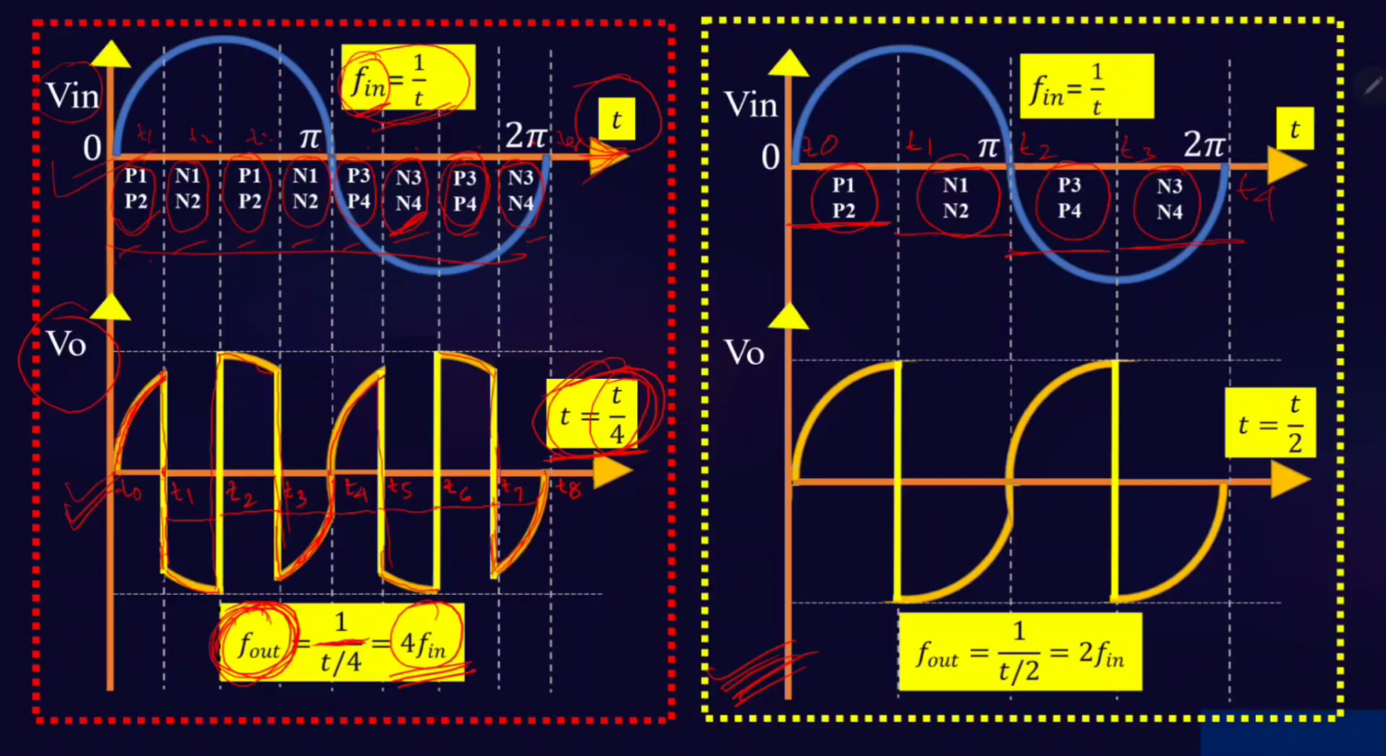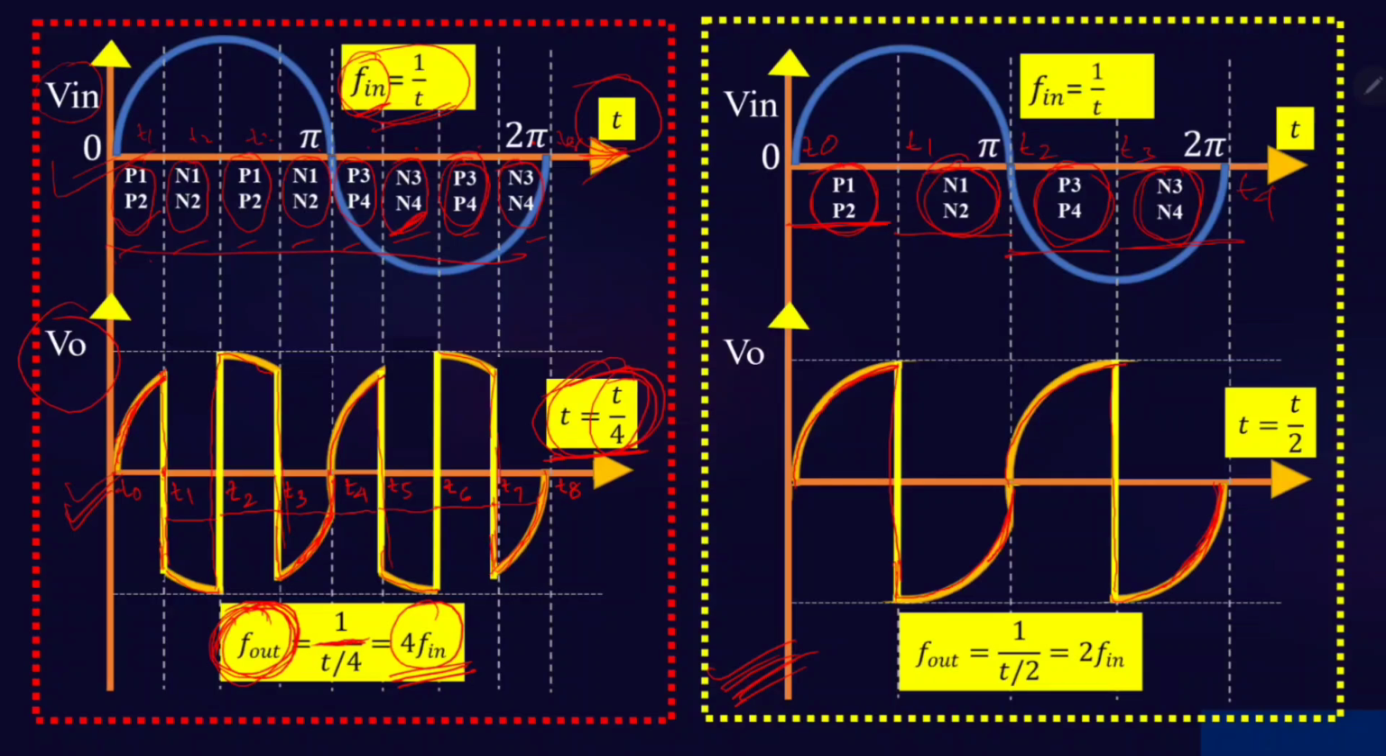These are from the positive converter, so whatever output we get is positive. And these are from the negative converter, so whatever output voltage we get is negative. So this is the waveform, and again we consider P3 and P4 giving positive output voltage, and N3 and N4 giving negative output voltage. Now we need to calculate the frequency for this output voltage.